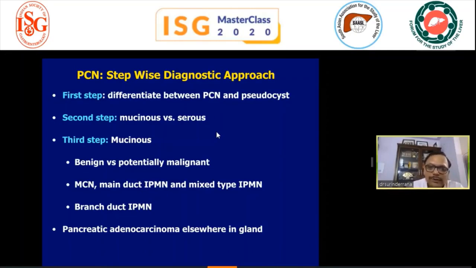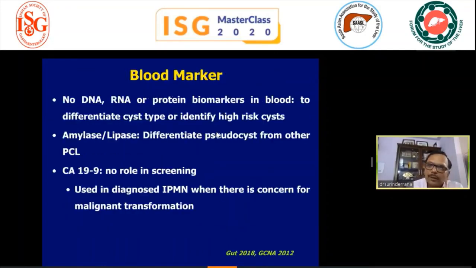And then also it is very, very important to remember that when you are evaluating a patient with cystic neoplasm, you should always be aware that there may be a pancreatic adenocarcinoma sitting elsewhere, which is quite common in patients with IPMN. Now let's look at the blood markers.